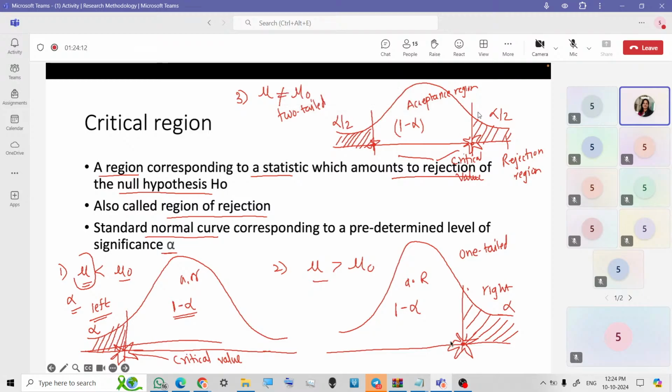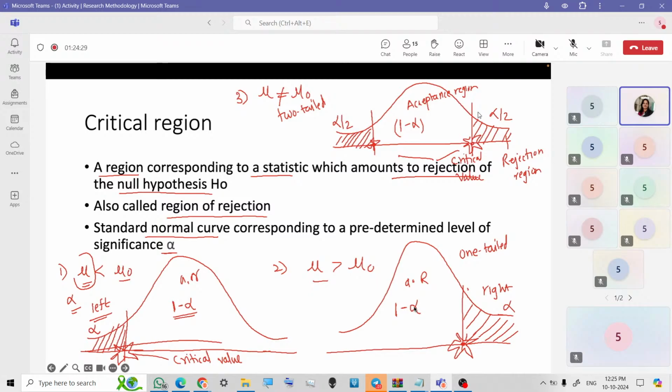This is the critical value, the standard value which we are supposed to check against the statistic value. If it is coming greater than that, then you have to reject your null hypothesis. If it is coming in this particular region, then you have to accept your hypothesis.